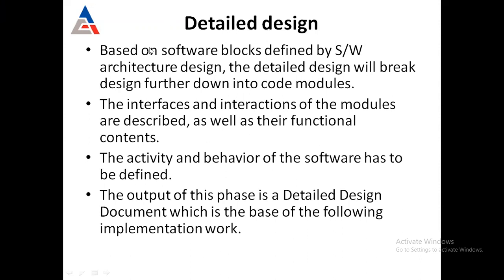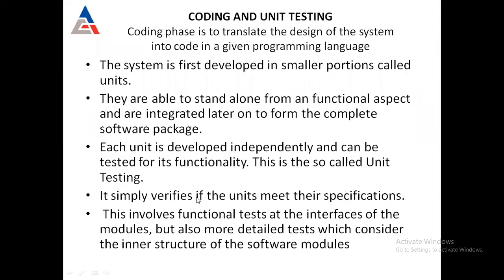Detailed design is based on the software blocks defined by the software architecture design, and detailed design will break the design further down into code modules. After this, we have to decide how many modules we have to design in coding, and the interface and interaction of the modules are described, as well as the functional contents, that is, how many parameters are passed by one module and how many parameters are accepted by the other module. So the output of the detailed design phase is documented, and it is the basis for the following implementation of the work. So this is how the design will go.